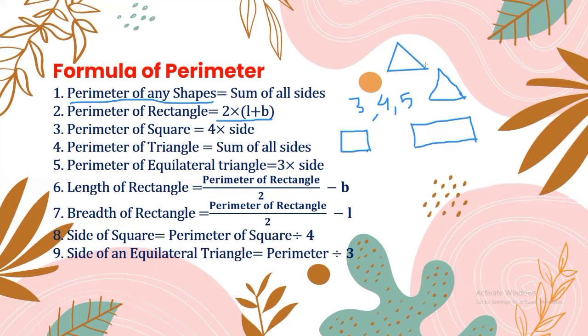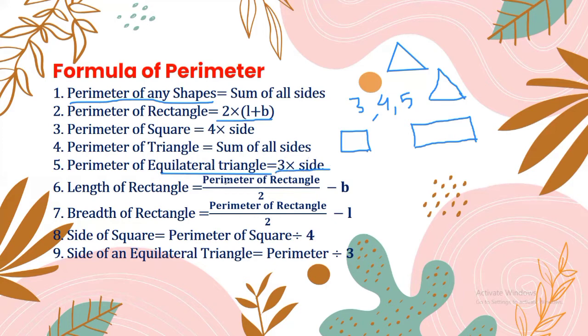Suppose you need to find the perimeter of an equilateral triangle. In an equilateral triangle, you know very well that all three sides are equal in length. So you can find the perimeter of an equilateral triangle by multiplying 3 into the side. So the formula is 3 into side.